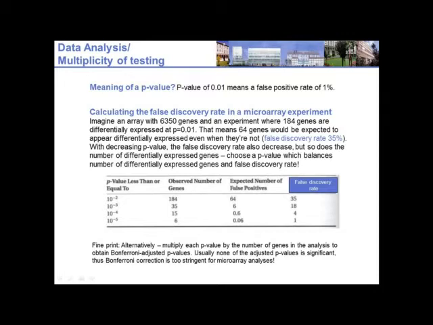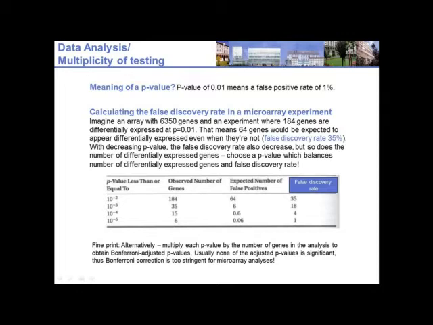The best way to explain FDR is to provide you an example. In this example, you have more than 6,000 genes in your experiment, and your experiment found about 200 genes with differential expression using a p-value of 0.01. That means that 1% of this number, 64 genes, would be expected to appear differentially expressed when they are actually not differentially expressed.